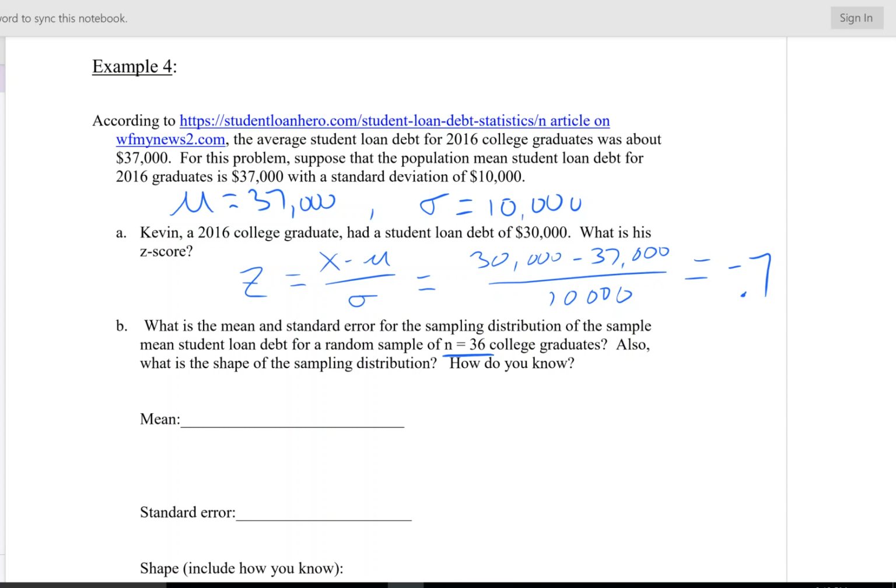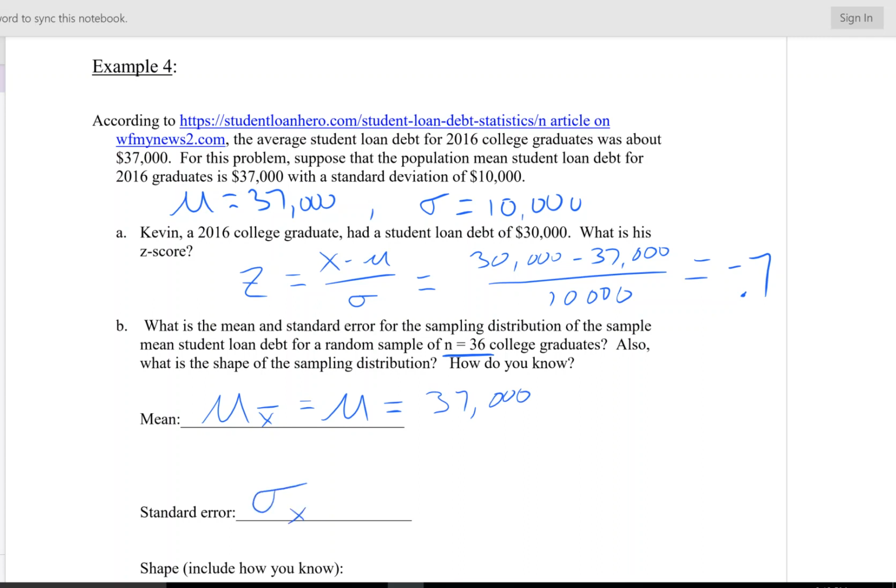All right, so we found out that the mean of sample means is just the population mean. We saw that result previously, and so this would just be the population mean, $37,000, which we were given in the problem. What about the standard error?